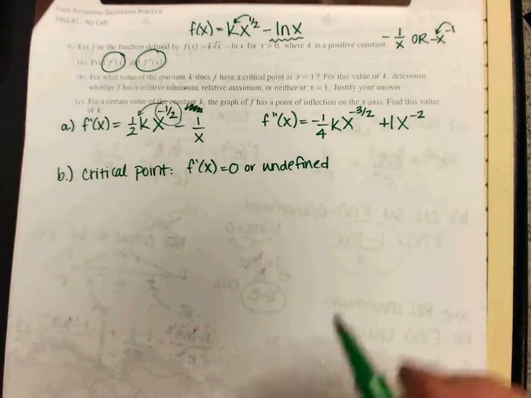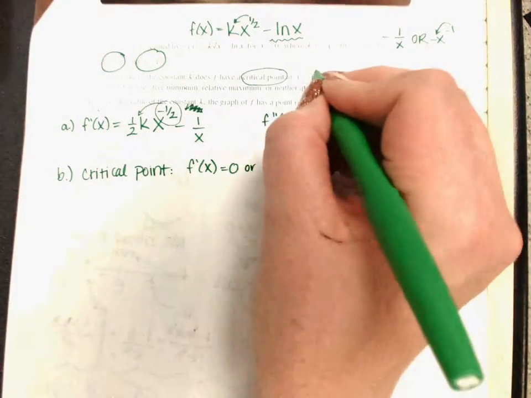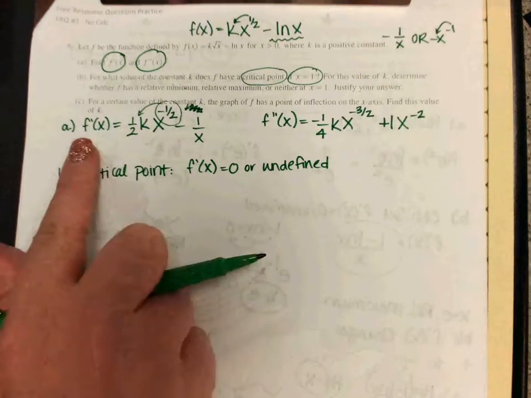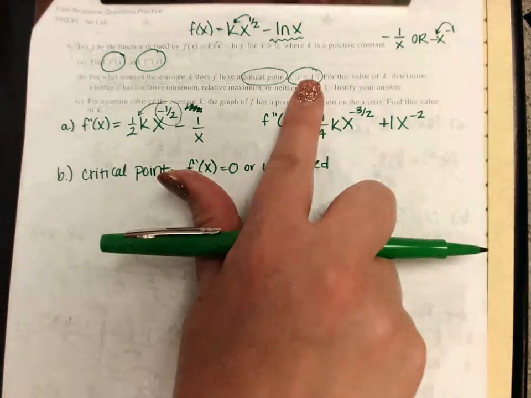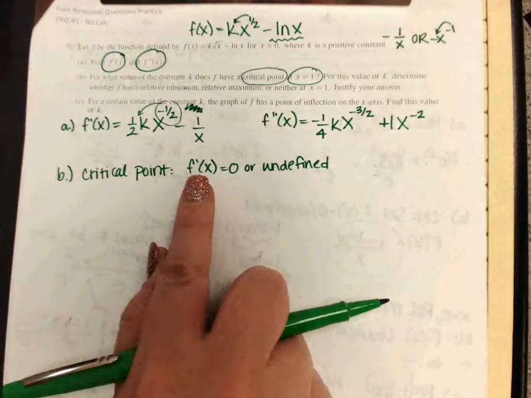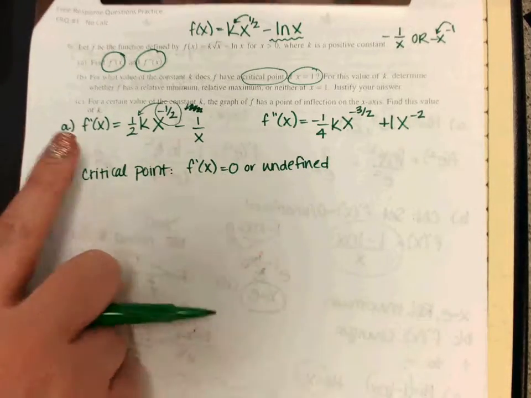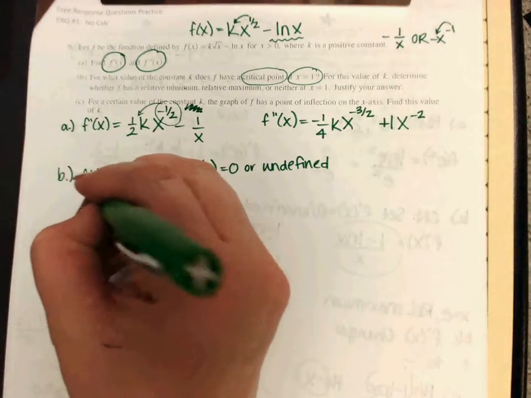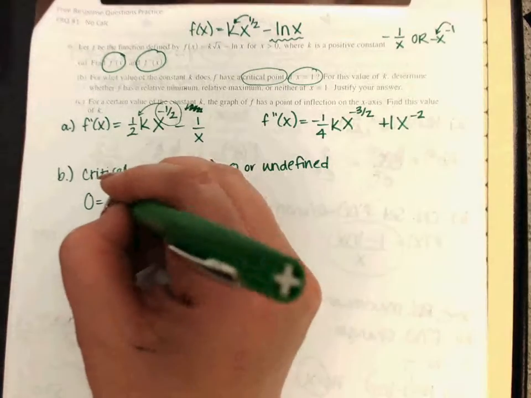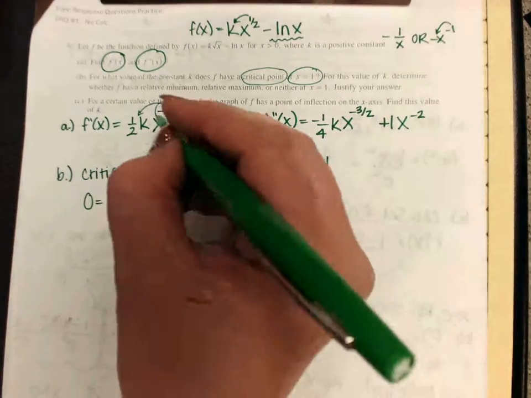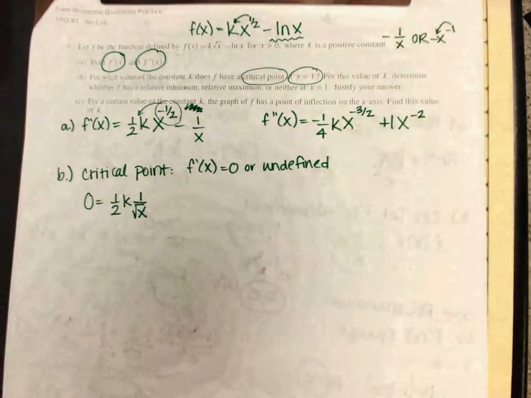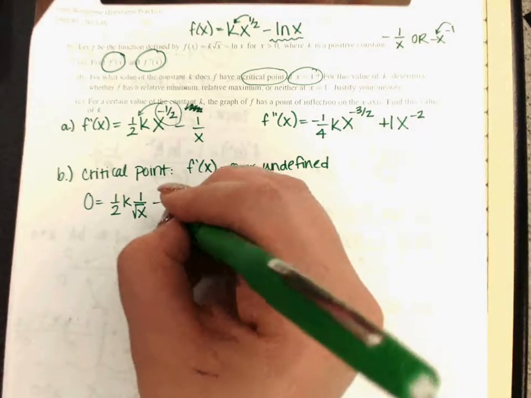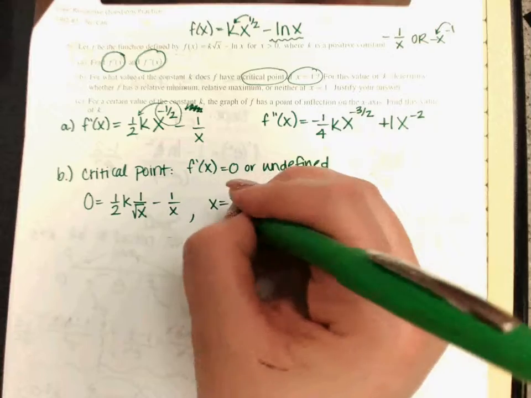So they're telling me that I want to have a critical point when x is 1. So I'm going to take this equation here. I'm going to plug in that x has to be 1. And then I know the derivative has to equal 0, so I'm going to set it equal to 0. So it'll be 0 equals a half k, and then this is really a 1 over square root x, and a minus 1 over x, and then as I said, I'm going to plug in that x is 1.